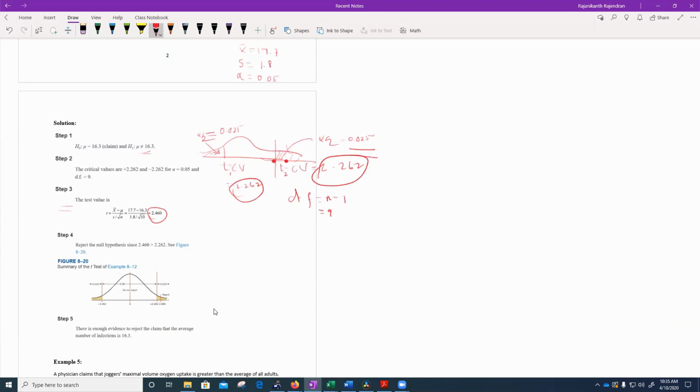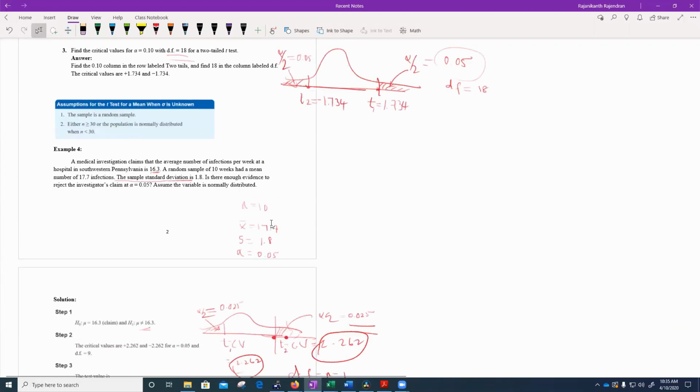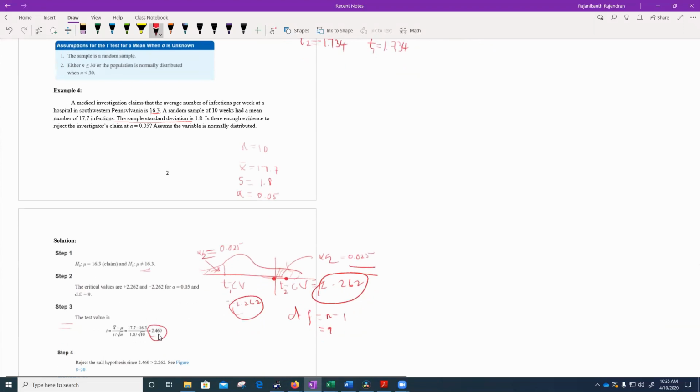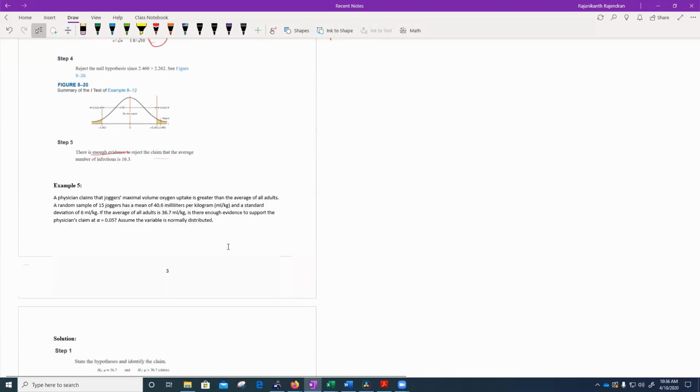So reject the null hypothesis. That means there is enough evidence to reject your null hypothesis. Therefore, my claim is correct. What was my claim? My claim was mu is not equal to 16.3. Does that make sense?